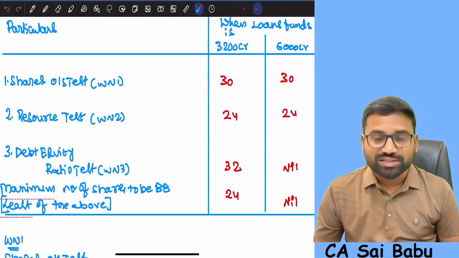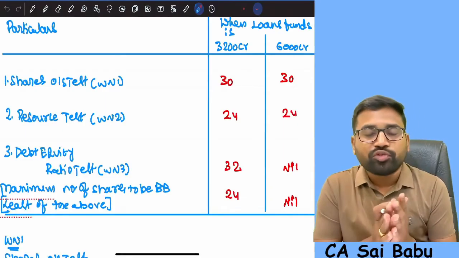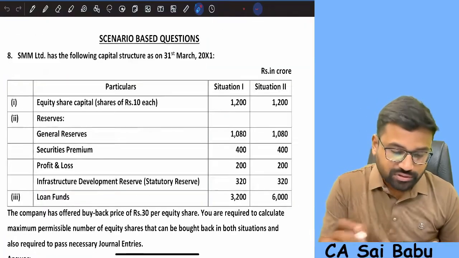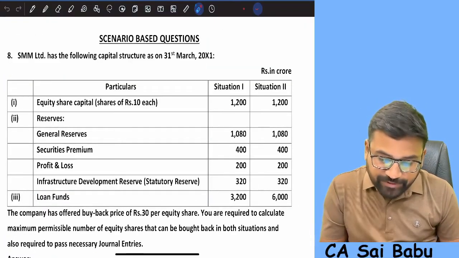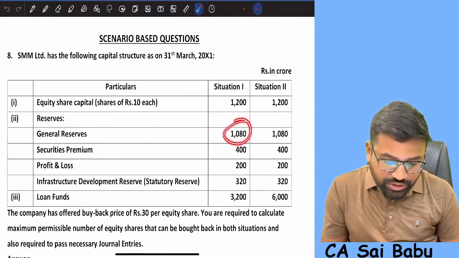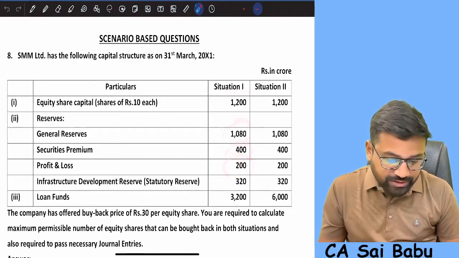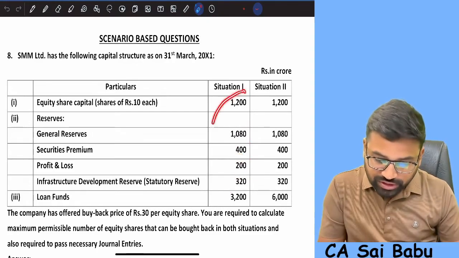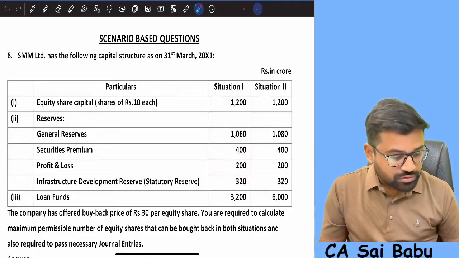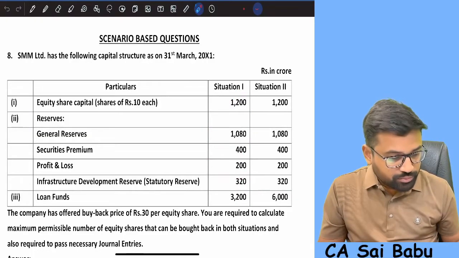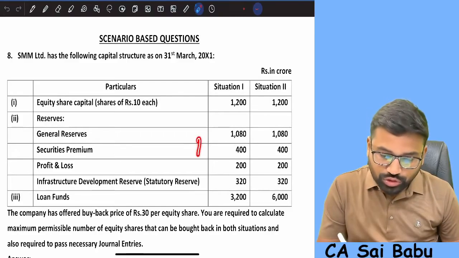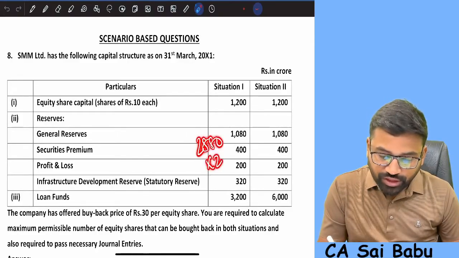Test 2 resource test, which says the maximum amount we can use for buyback is 25% of the total paid up share capital plus free reserves. What is the total paid up capital plus free reserves? 1,200 plus free reserves. General reserve including securities premium we need to consider. Infrastructure development reserve is not a free reserve. So therefore I think this one is the free reserves portion. So 1,200 plus 1,080 plus 400 plus 200. So 2,880 into 25%.